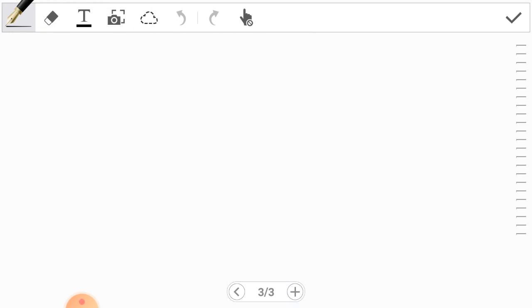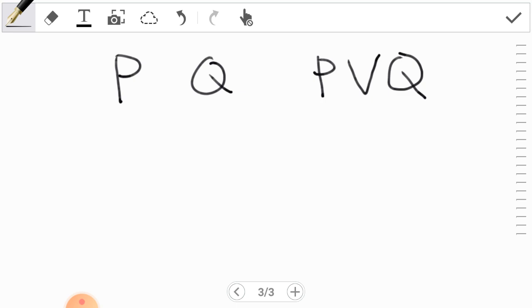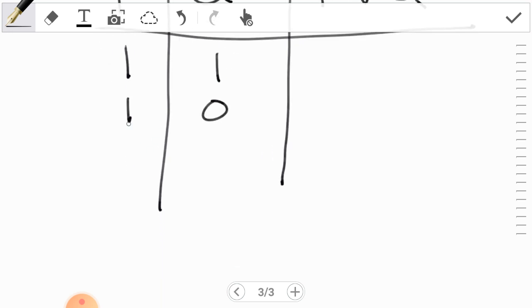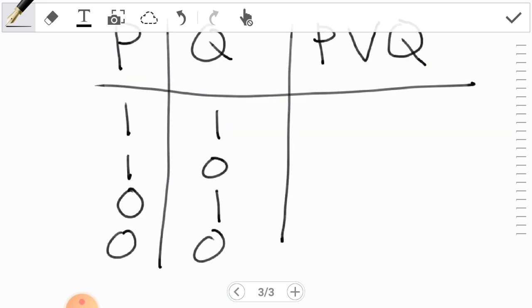Then for the disjunction, again, we have two propositions P, Q. We now use our connective or. Again, to remember this, we now take the possible truth values and then we use or. So this will be true if at least one proposition is true. Both are true, P or Q must be true. We have one proposition here true, one proposition here true, both propositions are false, therefore P or Q will be false.